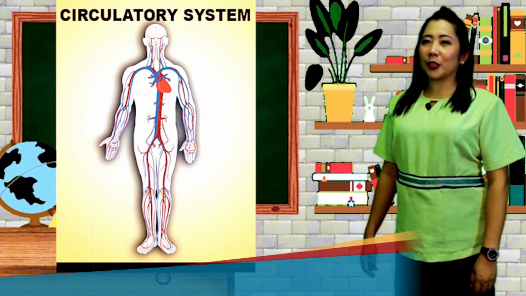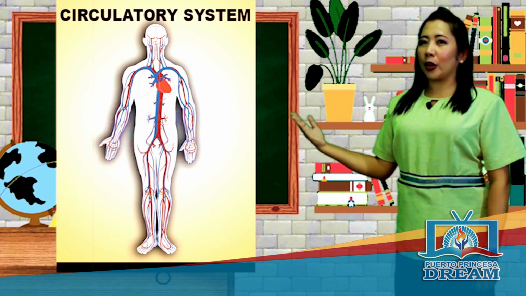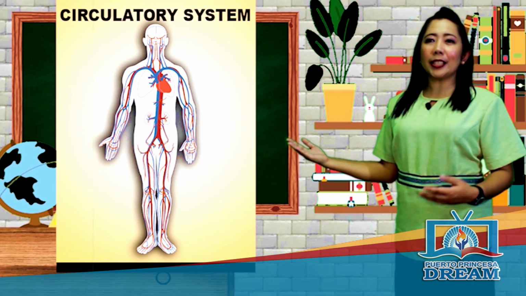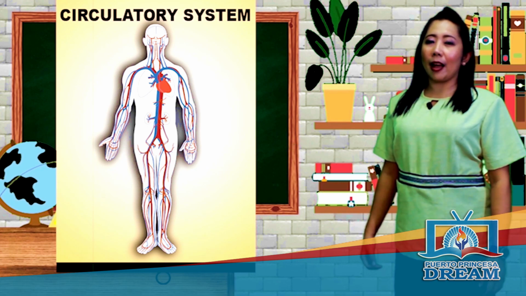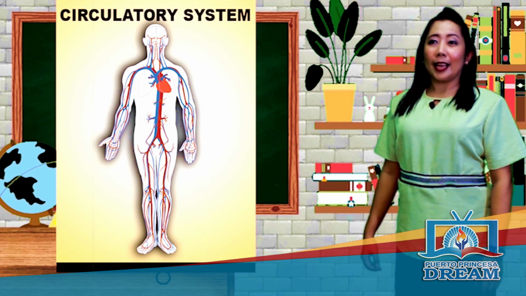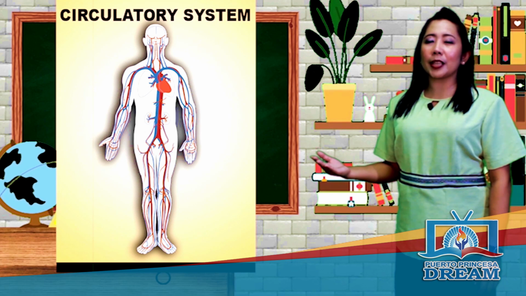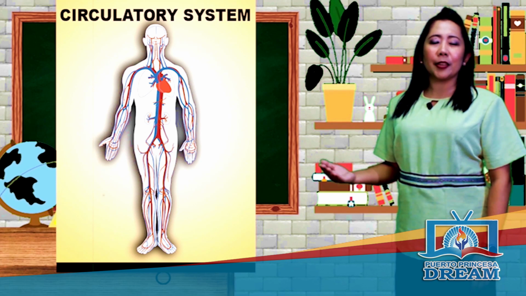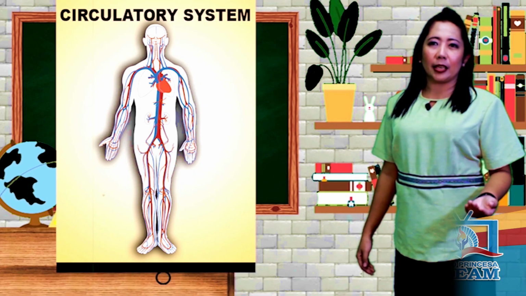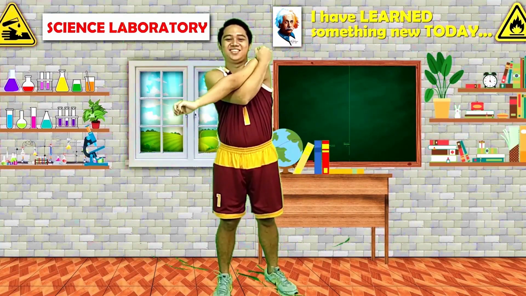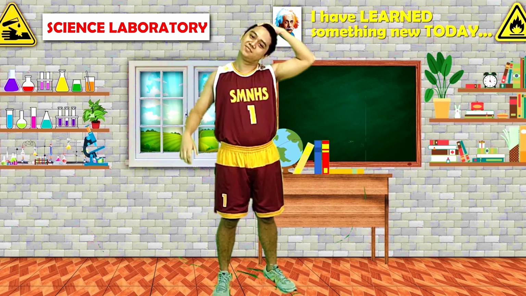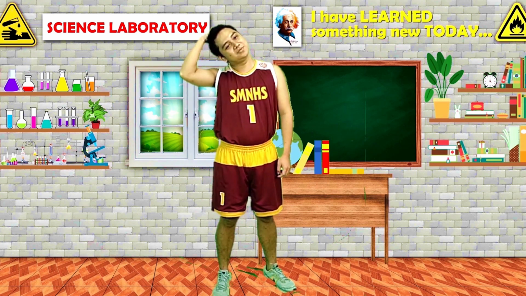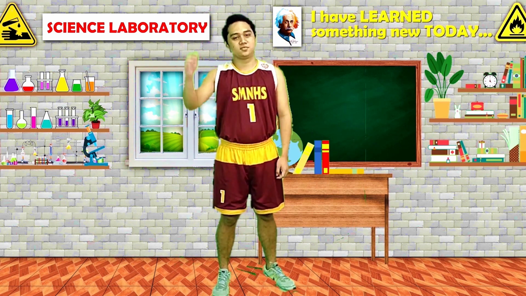Next up, the circulatory system. The circulatory system works with other body systems to deliver different substances in the body such as oxygen and nutrients. At the same time, it also removes other waste products like carbon dioxide away from the body. The following are the three major parts of the circulatory system with their roles.